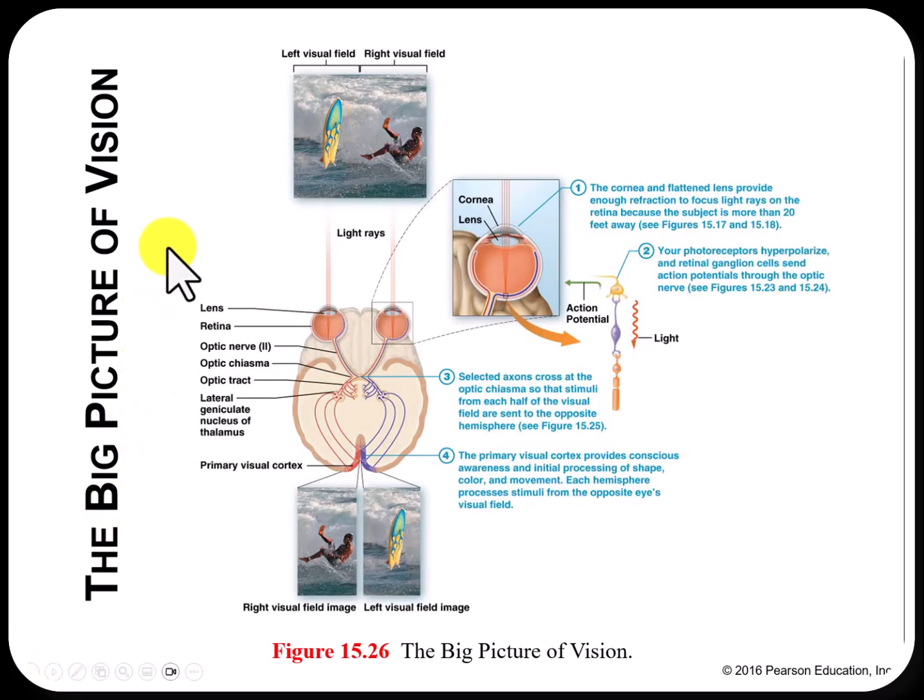So here is our big picture of vision. The cornea and flattened lens provide enough refraction to get the light to strike where it should on the retina. Once it strikes the retina, we hyperpolarize the rods or the cones. Once it's hyperpolarized, now the bipolars can send the signal to the ganglion, then the ganglion carries that back to the occipital lobe, and we get a conscious awareness of that initial processing of shape, color, and movement in each hemisphere of that visual field to give us the complete picture of what is going on in front of us.